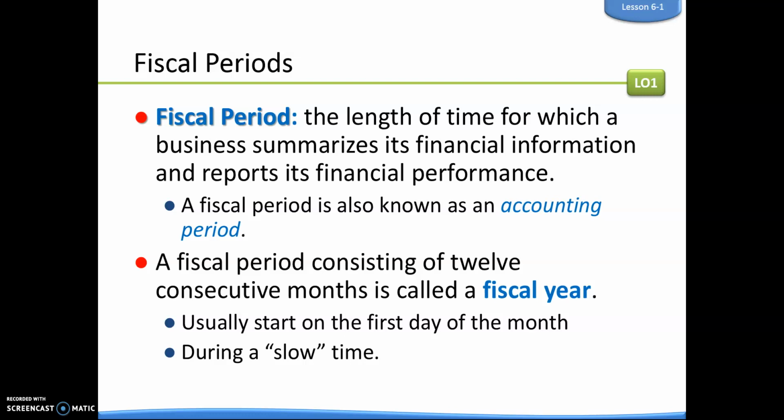Same thing for our school district, for example. Their fiscal period ends on June 30th and starts again on July 1st. The reason being is that school is out. It's not a busy time for them. So you want to choose a time where the fiscal year can end, where you aren't so busy, because there's a lot of work involved in ending a fiscal period.